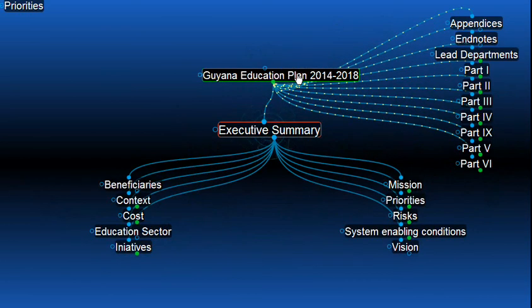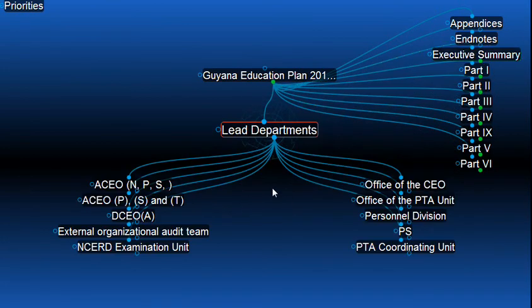In the next video, we look at part 1, 2, and so on. Lead departments. This is just an illustration of some of the lead departments, that is, the people who will be responsible for implementing the plan. They're entered in alphabetical order: ACO, ACO, external organization, and so on. So in the next video, we look at part 1 and the other major components.